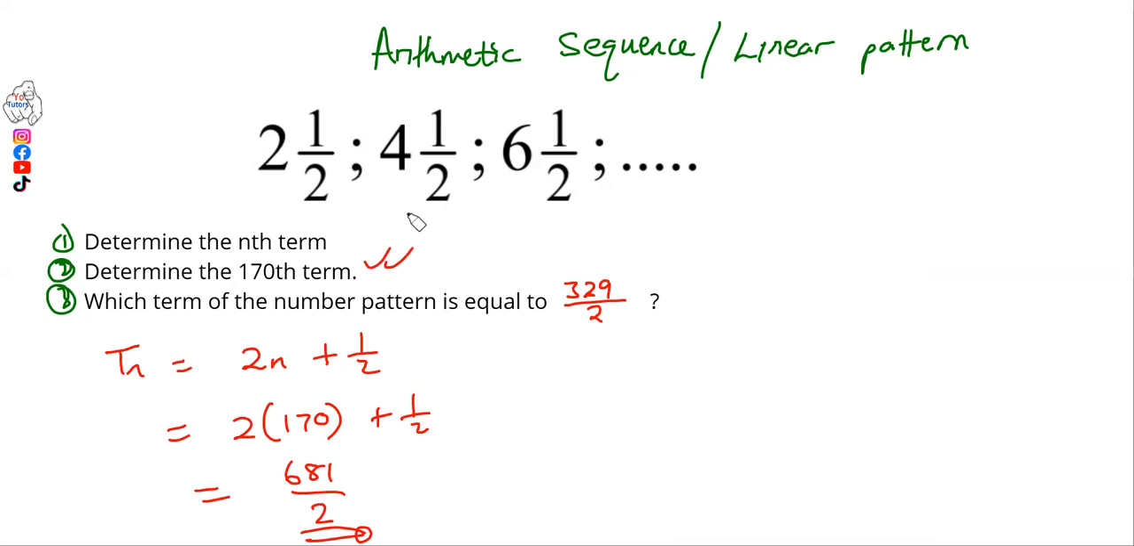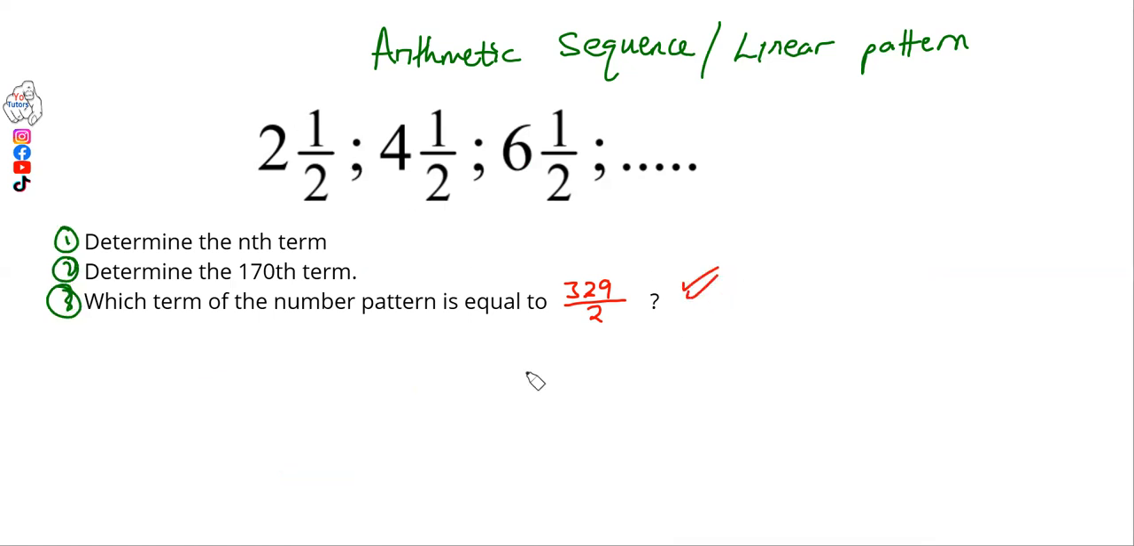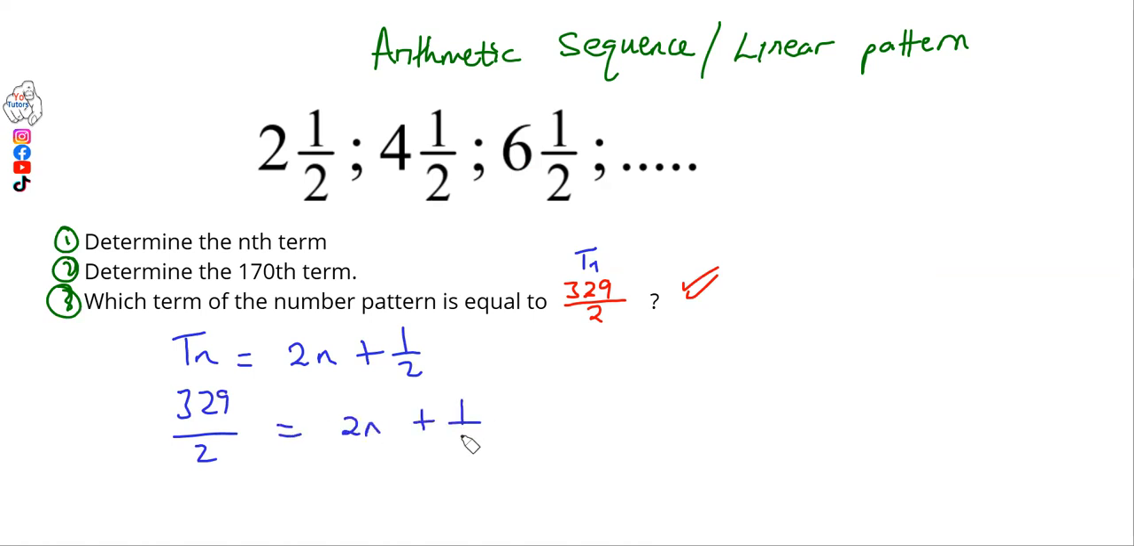Now, let's touch on the last question, which is: which term of the number pattern is equal to 329 over 2? In this case, what do we know? We know that Tn is equal to, what do we have on the previous slide? 2n plus 1 over 2. So what is given to us? This is Tn that is given to us. So we're going to say 329 over 2 is equal to 2n plus 1 over 2. We are looking for n.